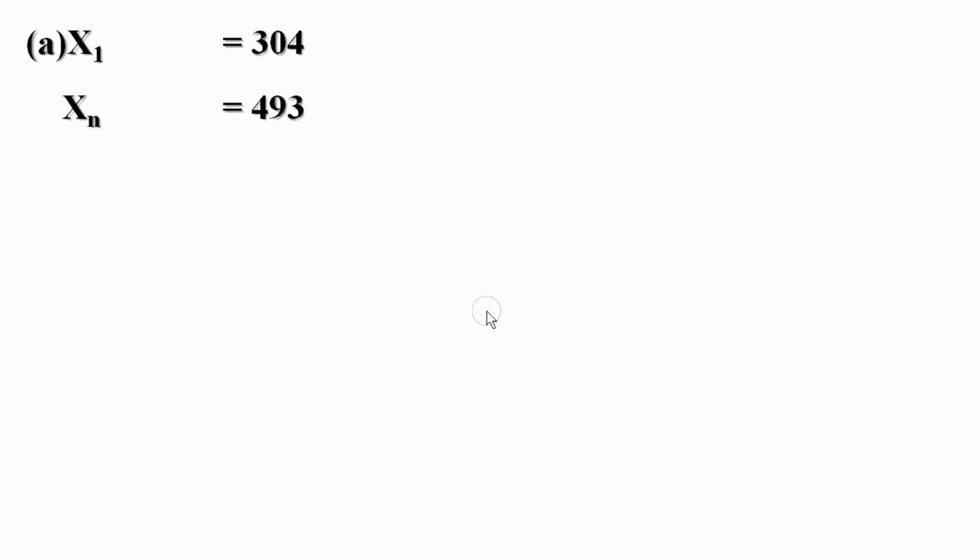And we have seen that the last term is 493 because 500 is not a term of the sequence. And since there are 29 terms in the previous sequence, and since 500 is not a term of this sequence, there are only 28 terms.